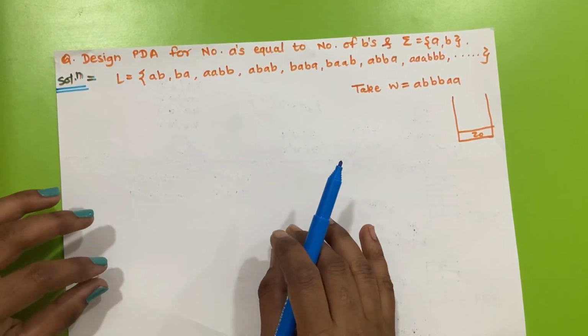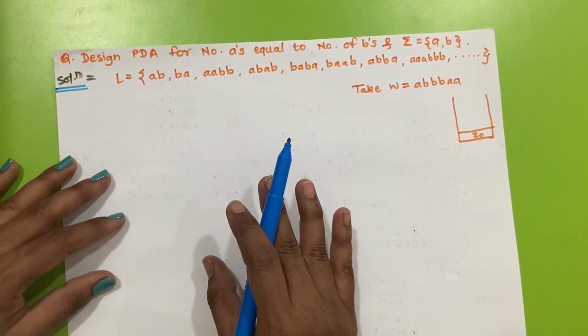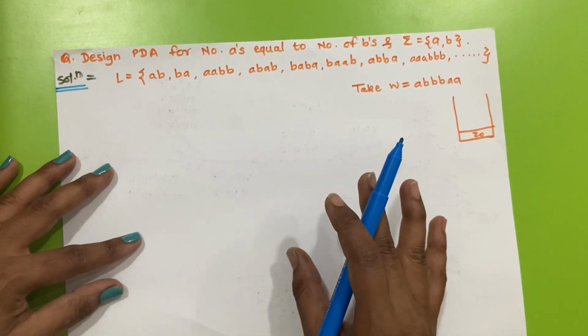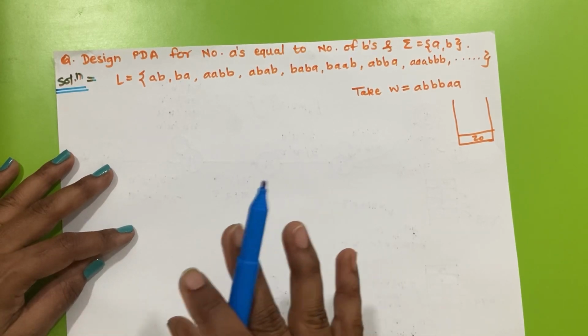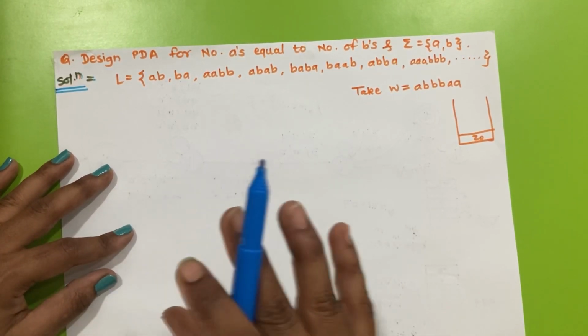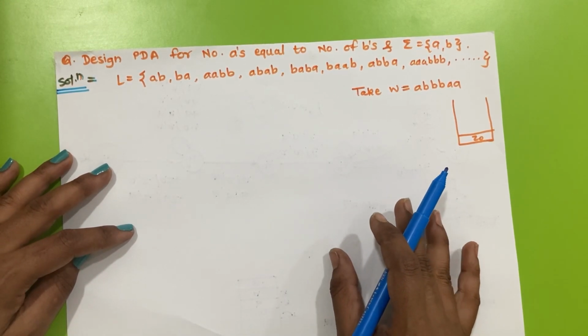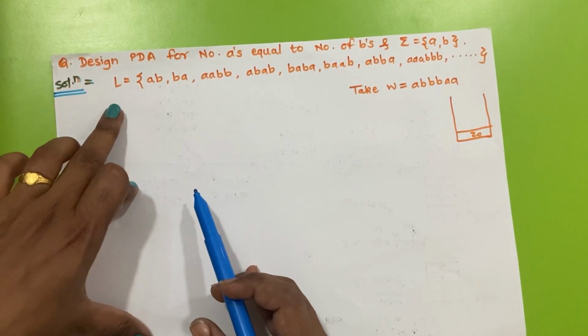Okay, so only one condition we know: in the whole string we have to count the number of A's and match that with the number of B's. So for every B there should be an A, and for every A there should be a corresponding B present in the string. Okay, so let's start with language L.